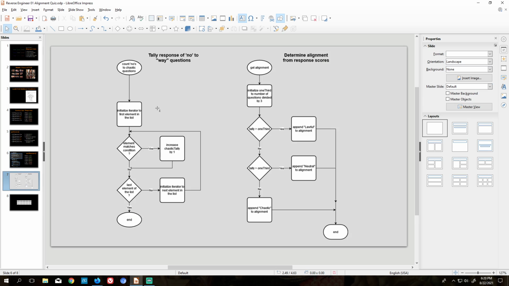So that's the program. We're going to write these two algorithms twice. One for the chaotic question and one for the good question. And I'm going to show you how to do that, I guess, in our next video when we put the code in the project.